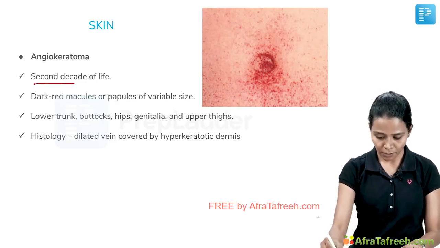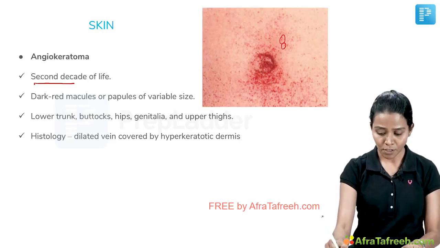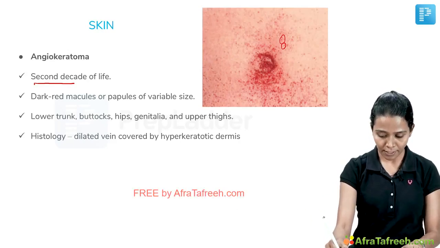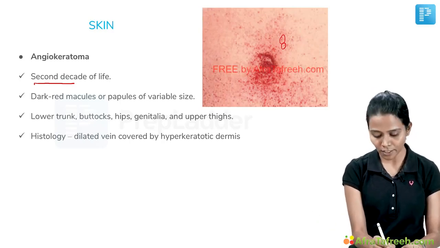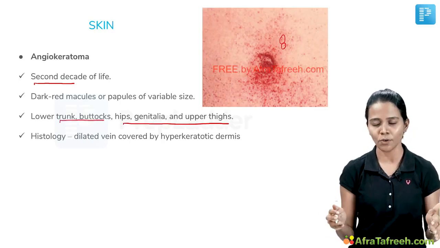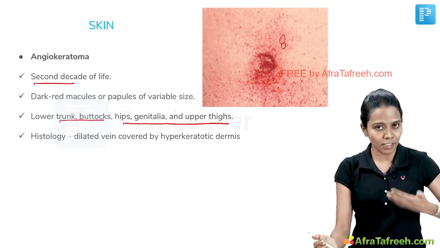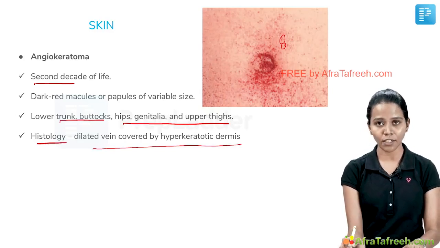So here you can see, this is a picture that is taken from the Fitzpatrick's textbook. Here you can see that there are dark red macules or papules of variable size, and it can generally be seen in the lower trunk, in the buttocks, in the hips, genitalia, and in the upper thighs. Okay, so it is generally seen in the lower trunk and below. In the histology, there is a dilated vein covered by hyperkeratotic dermis.